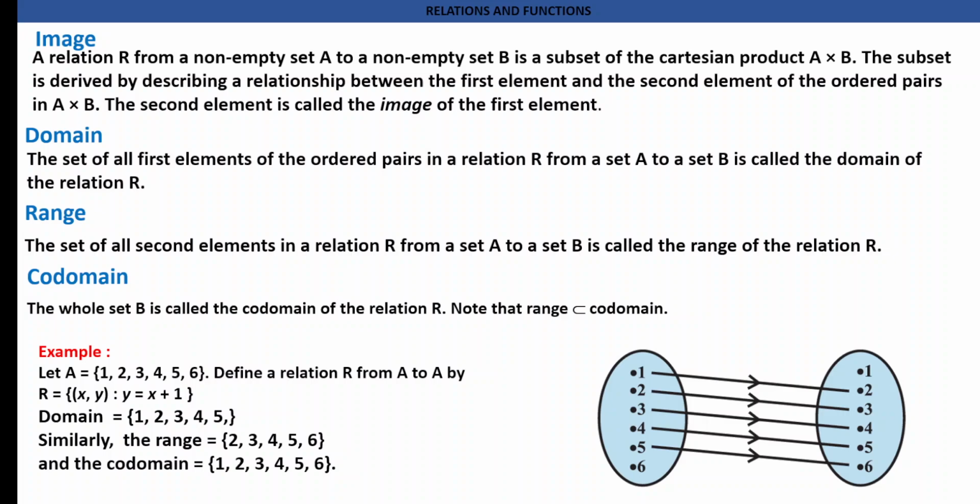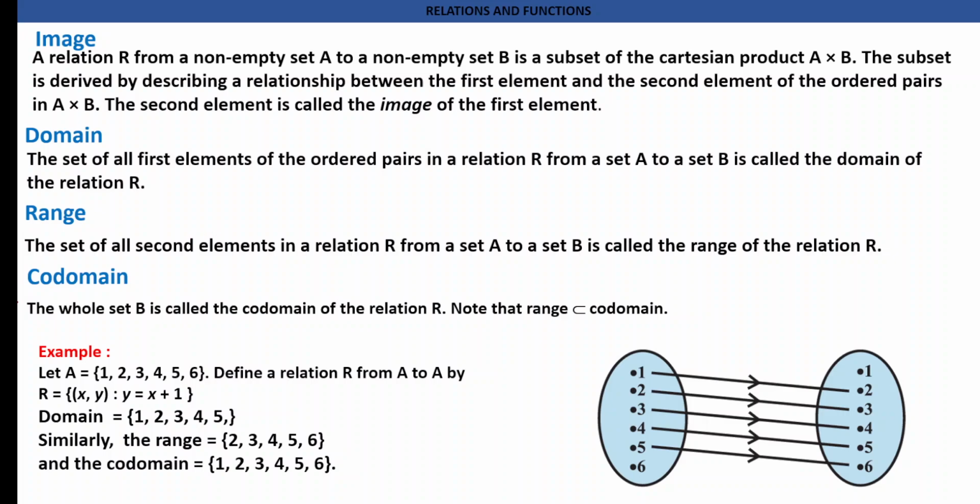For example, if A is a set with elements 1 to 6, now we will define a relation R from A to A by specifying that X comma Y such that Y is equal to X plus 1. So when we do the addition for every X value, we are going to get the Y values as 2, 3, 4, 5, 6.